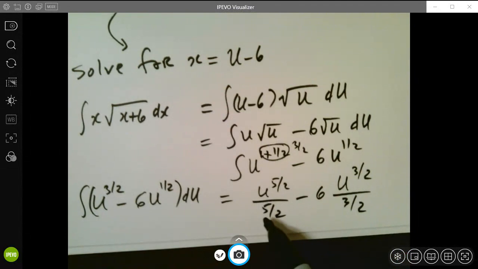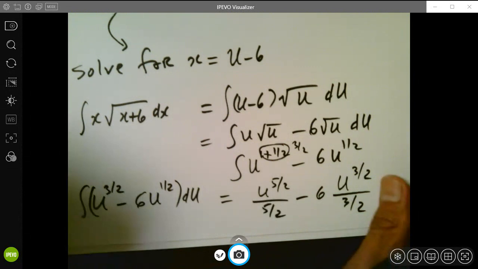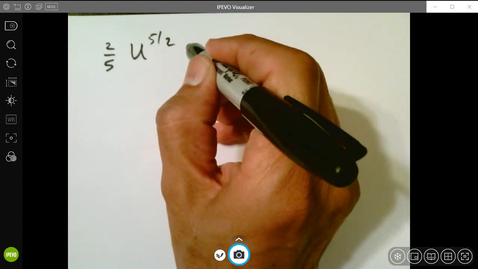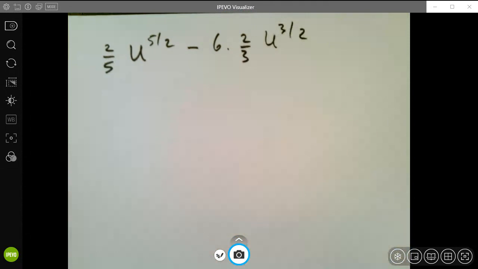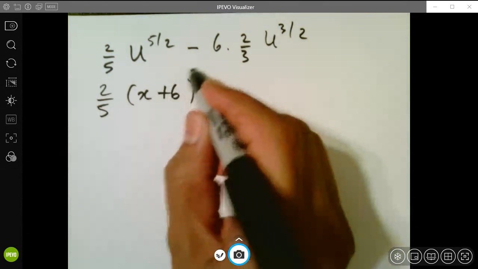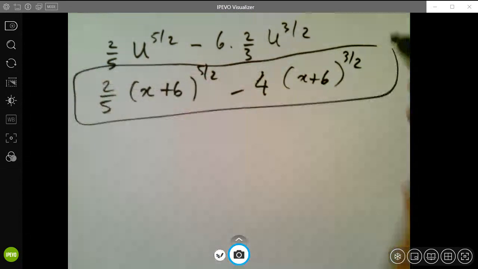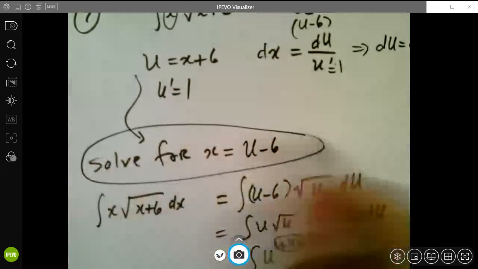You will get 2/5, this is 2/5 u to the 5 over 2. So in other words, this is 2 over 5, x plus 6 to the 5 half, minus 12 over 3, which is 4. That's what you will get. Now just remember, the trick here is to solve for x. Then you use the power rule to solve for it. Okay, let's move on.